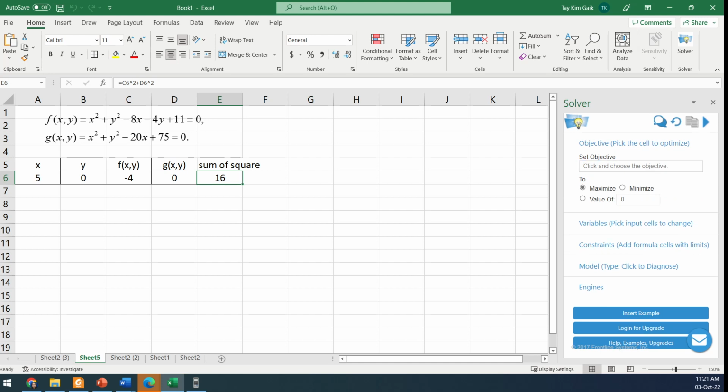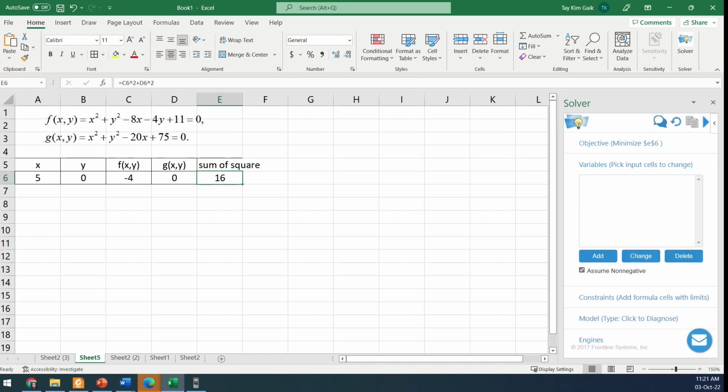So click my objective, this cell. Cannot click. Minimize. Cannot click. Okay, the dollar sign is okay. The cell is E6. Capital E or lowercase e doesn't matter. So E6 is the value of the sum of squared. I set it to minimize to 0. Okay, variable.